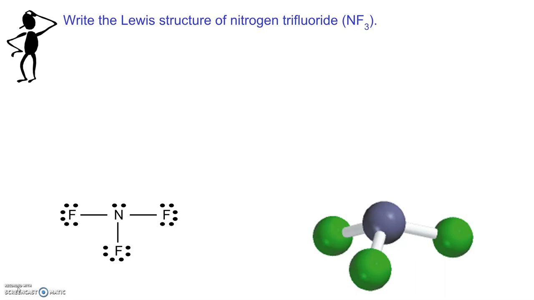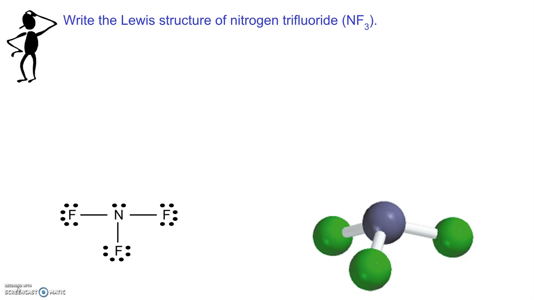This is bonding and molecular geometry, drawing Lewis structures. So let's review our notes again. Go back to the last video if you need to, but we're now going to dive into some examples of how to draw Lewis structures. Our first one is nitrogen trifluoride, NF3.